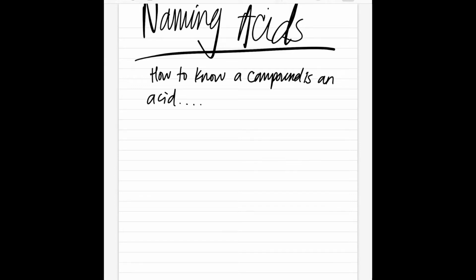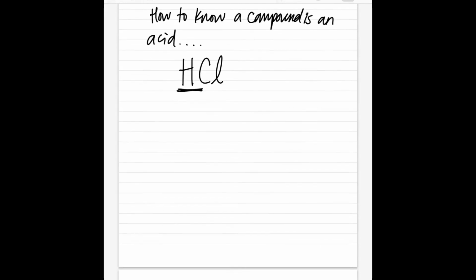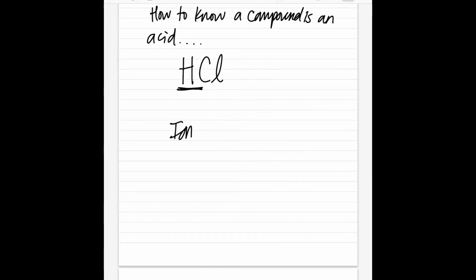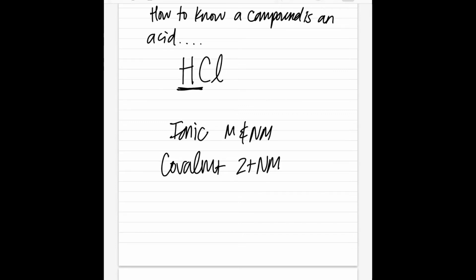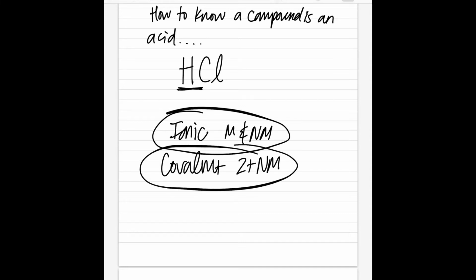Okay. If you have a compound with a hydrogen in the front, it's an acid. Okay? Just like how we decided if something is ionic or covalent. It's ionic if it's a metal and a nonmetal. It's covalent if it's two or more nonmetals. You have certain rules for ionic compounds. You have certain rules for covalent compounds. When you have an acid, it's a whole another set of rules.